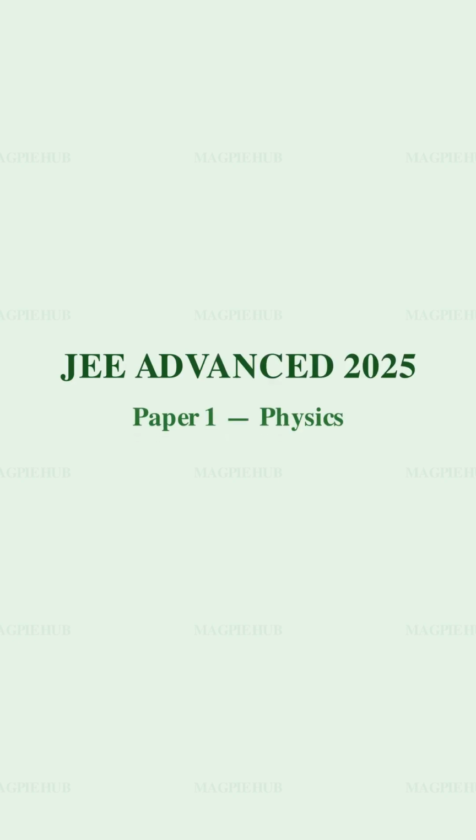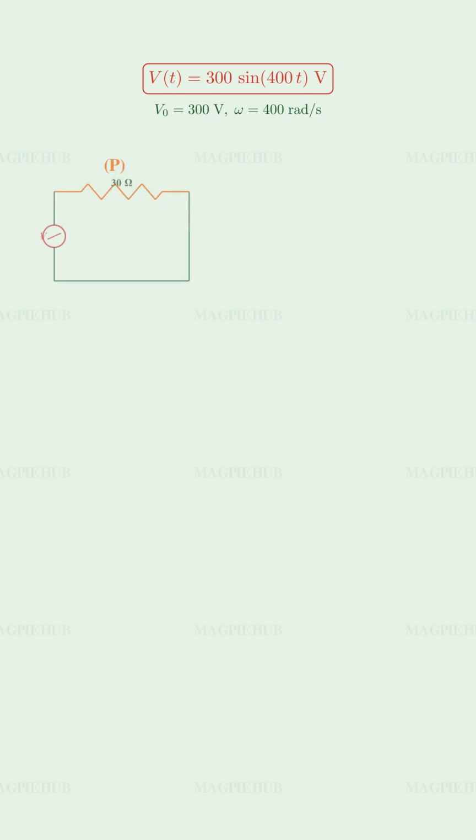JEE Advanced 2025, Paper 1 Physics, Question 15. Let us visualize the 4 AC circuit configurations in this matching problem. The source voltage is V(t) = 300 sin(400t) volts, so the peak voltage is 300 volts and the angular frequency omega is 400 radians per second.